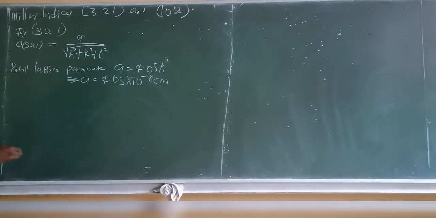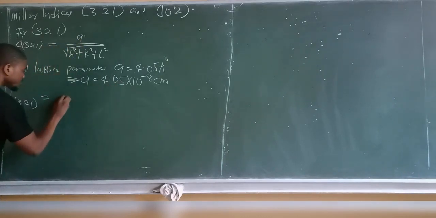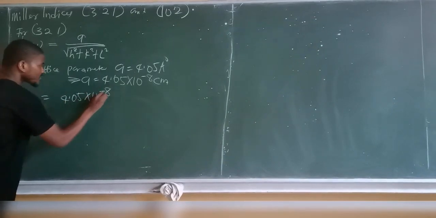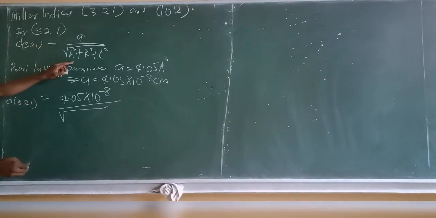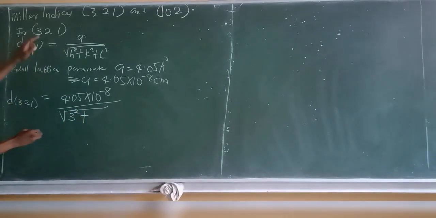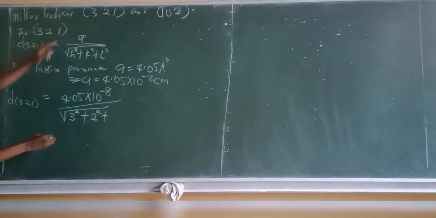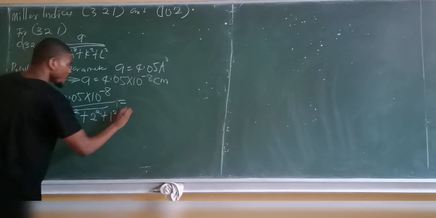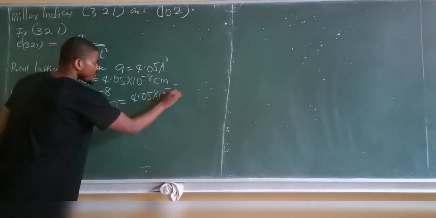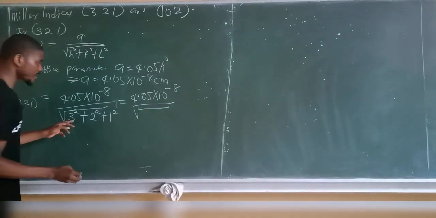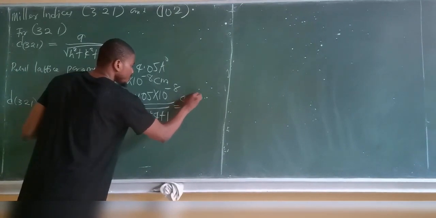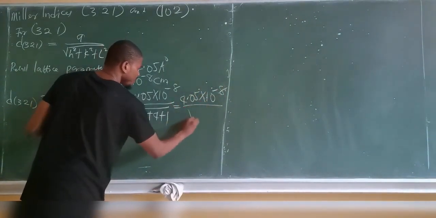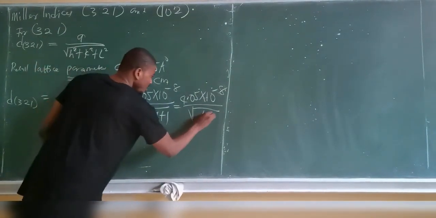Now, calculating the interplanar distances, for the first case, d(3,2,1) is equal to 4.05 by 10 to the power of minus 8 over the square root of the sum of the squares of the individual Miller indices. So we have h squared, which is 3 squared, plus k squared, which is 2 squared, plus l squared, which is 1 squared. This is 4.05 by 10 to the power of minus 8 over the square root of 3 squared is 9, plus 2 squared is 4, plus 1, which gives us 14.